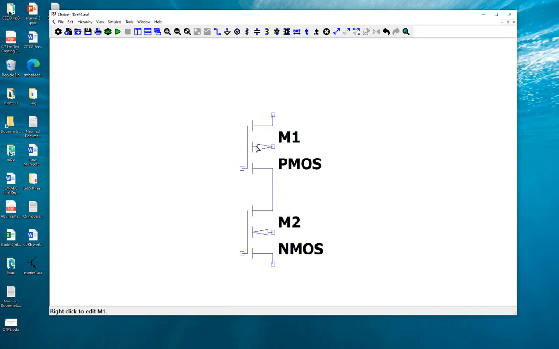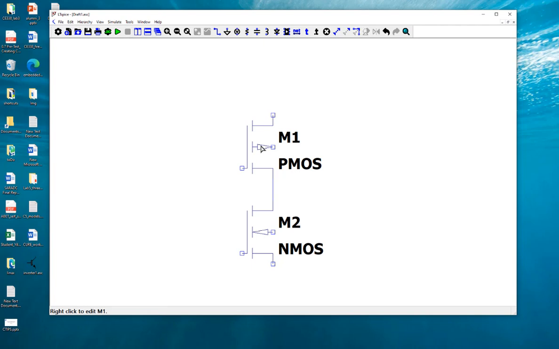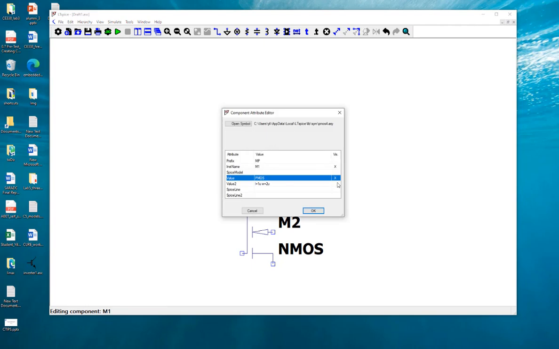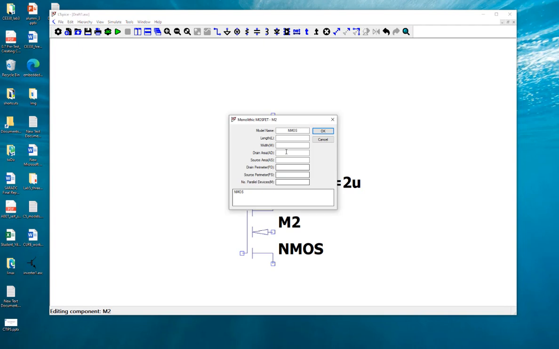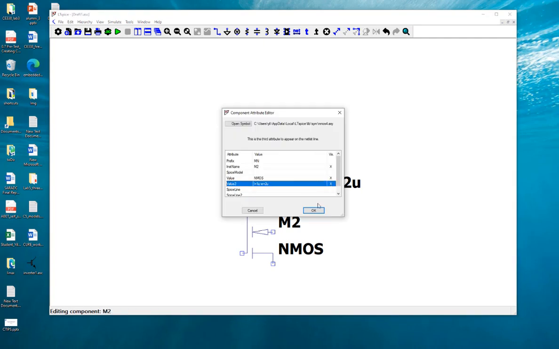Can I change the width and length? Yes, right click. Length, 1 micron, just make it big. 2 micron for the width. It's not showing, so Control right click. Check this mark to display it. Right click, 1 micron, 2 micron. Control right click. Check the mark to display it.